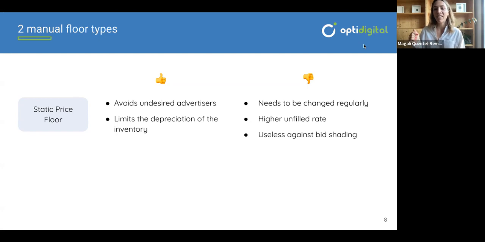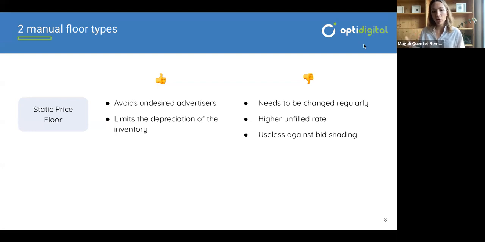The first inconvenience or disadvantage that we see about static price floors is that it's very time consuming, because you would need to adapt it per ad slot, per ad placement, per page, per URL, and you would need to change it very regularly. And also, if you happen to set a high price floor because seasonality is good and you have a lot of demand, you may generate unfilled impressions when there is a change and demand goes down.